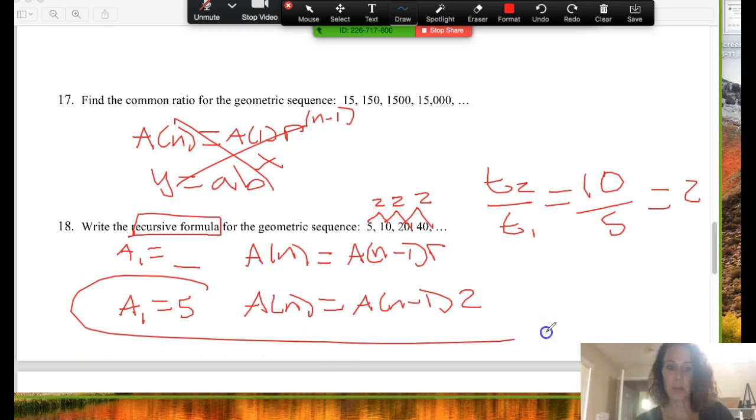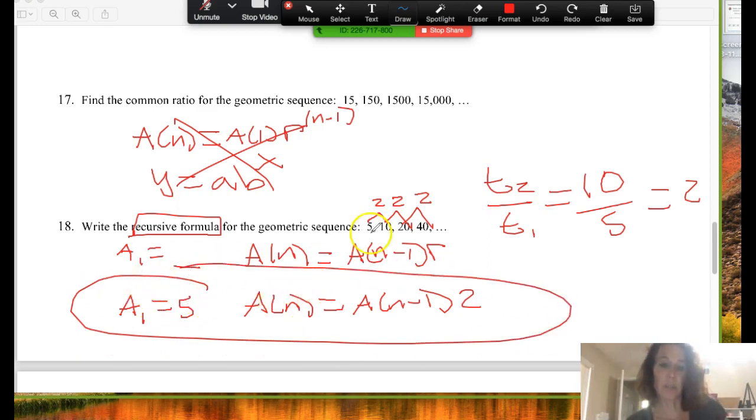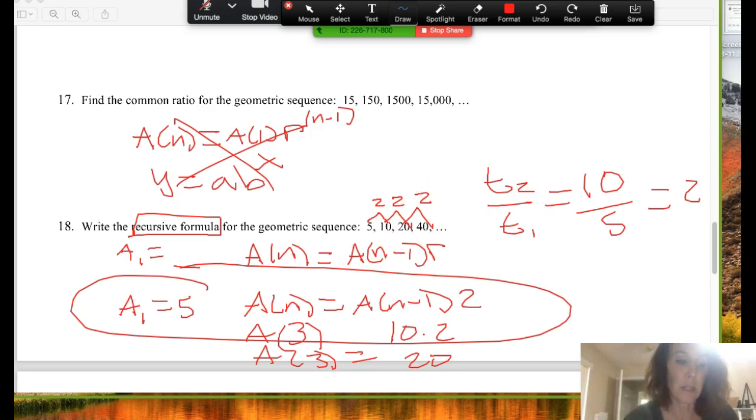So here is my recursive formula. You start with your first term and to find any term, let's say I want the third term. The third term would mean I would take 1 before it, the second term, 3 minus 1, which would be the second term, 10, and multiply it by 2. So the third term, a sub 3, would be 10 times 2. Well, a3, or the third term, is 20. The third term is 20. Okay, and that's all it is.